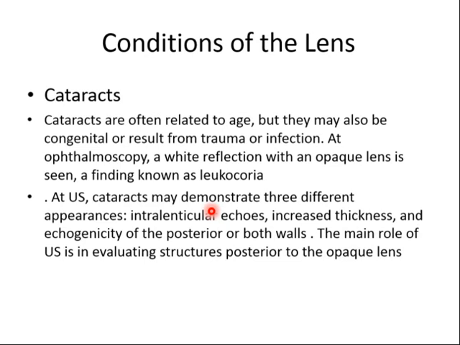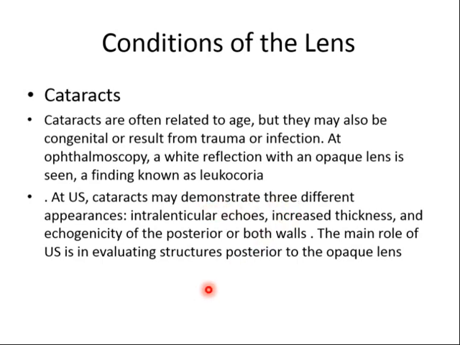Some conditions of the lens. First, let's discuss the cataract. Cataract is often age-related, and it may also be congenital or related to trauma and infection. Also, ophthalmoscopy will be difficult to perform because of leukocoria, and we can't see the posterior segment of the eye.